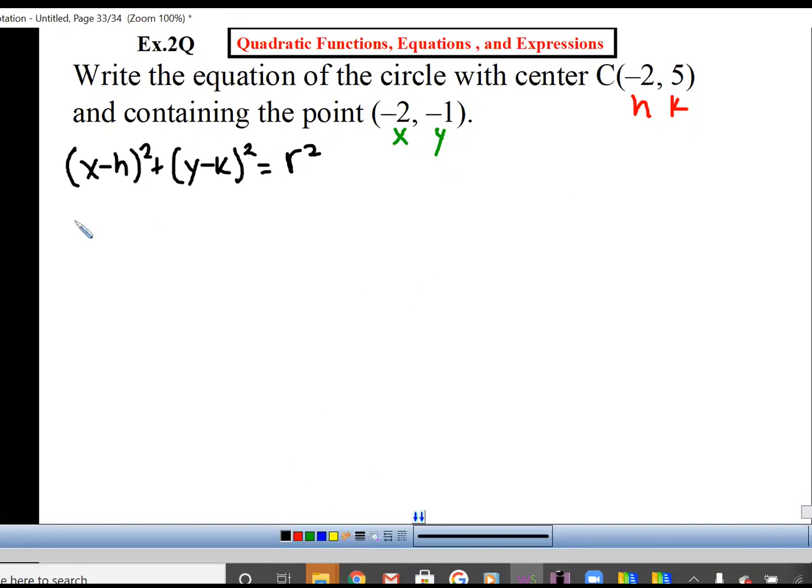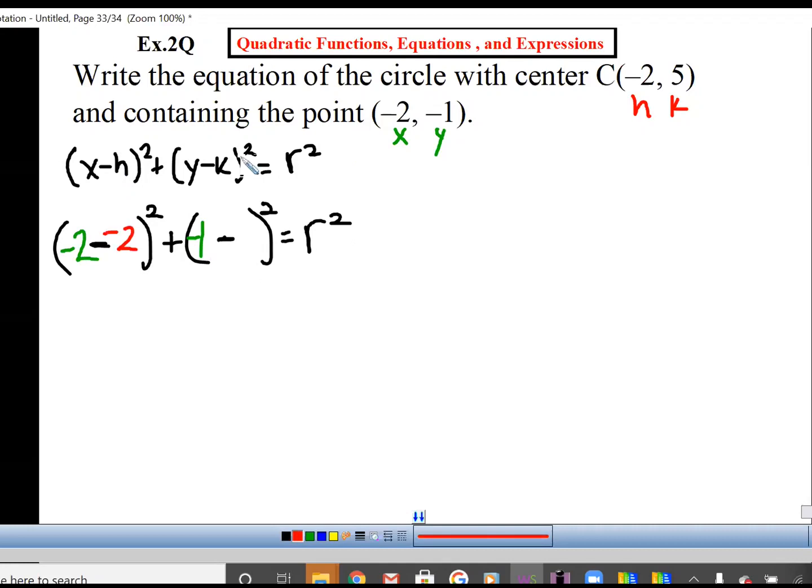We rewrite this general form equation, but I do parentheses with a negative in between squared plus parentheses with a negative in between squared equals r squared, because they don't give us a radius and we need to solve for the radius. Let me substitute values. My x and my y. X is -2, y is -1. Okay. H is -2, k is 5. Let me simplify.